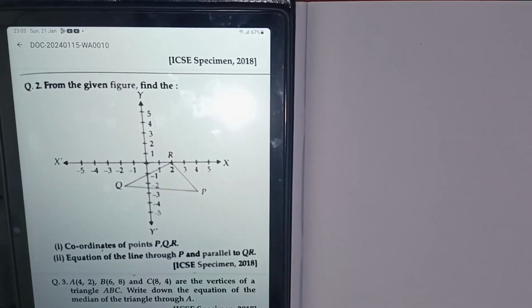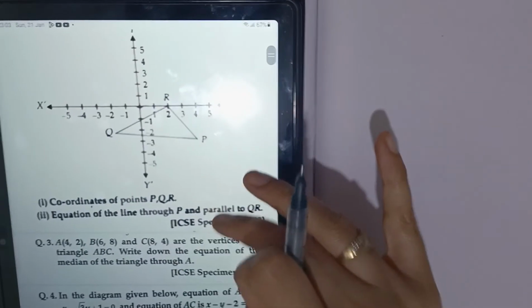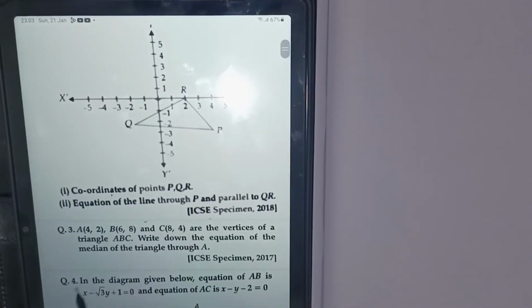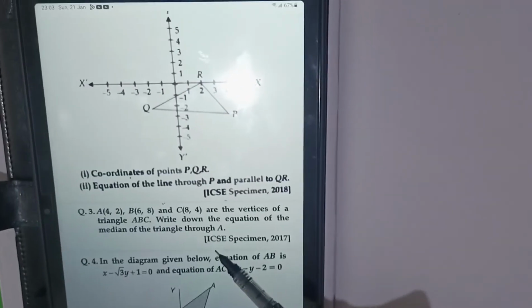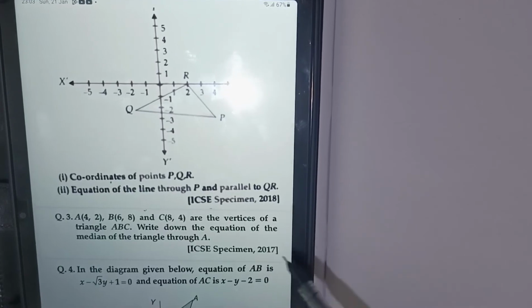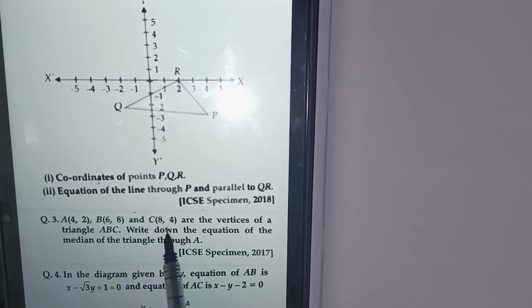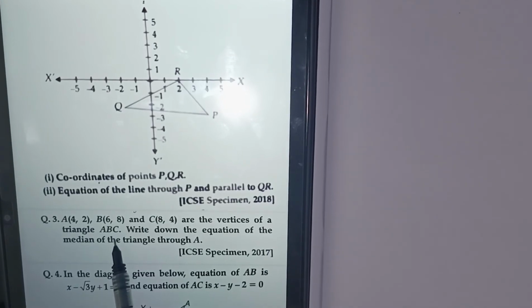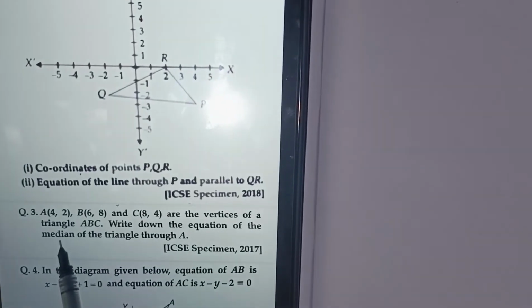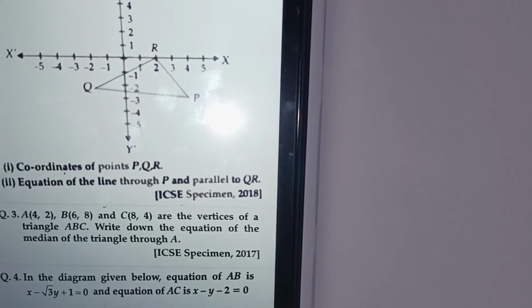Let's do the next question. We have already completed 2 questions. So the third question, you can also see, is from ICSE Specimen Copy 2017. I'll read the statement. A, B, C are the vertices of triangle ABC. Write down the equation of the median of the triangle through A.